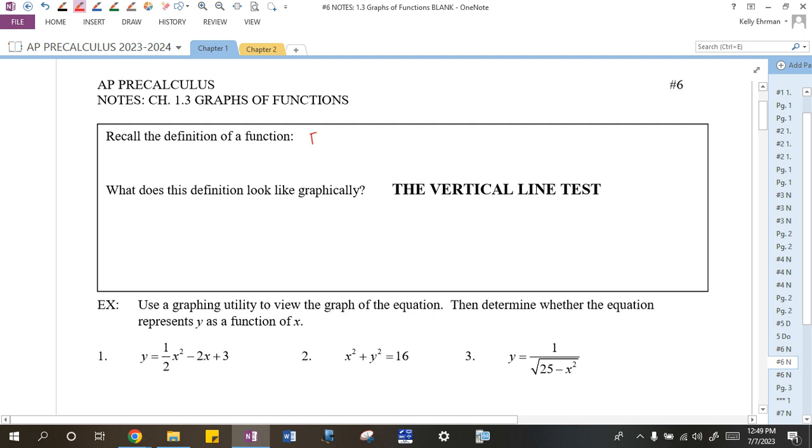Every element in the domain is matched to exactly one element in the range.